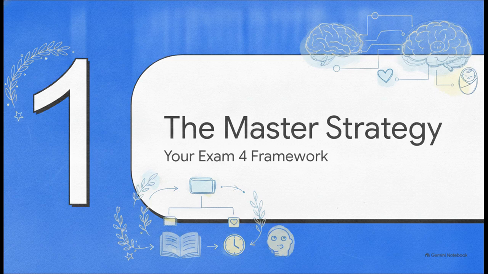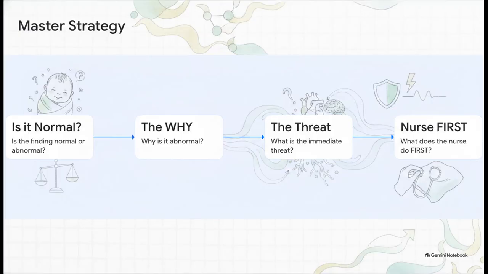All right, Section 1, the master strategy. This is your core framework for Exam 4. Whenever you open a question on this test, I want you to run the scenario through this exact 4-step mental checklist, okay? This is your master pattern. Step 1, is this finding normal or abnormal? If it's expected, like say a tiny bit of weight loss in the first few days, you just provide routine care. No big deal. But if it's abnormal, you immediately move to Step 2. Why is it abnormal? Then, Step 3. What is the immediate threat to the baby's life? And finally, Step 4. What does the nurse do first? I promise you, this framework cuts right through the noise. It's going to lead you straight to the priority action every single time.